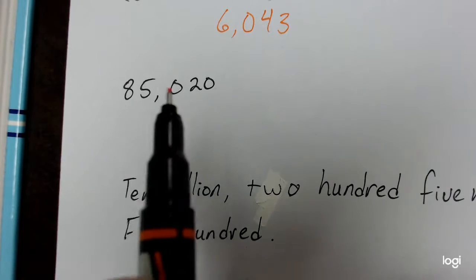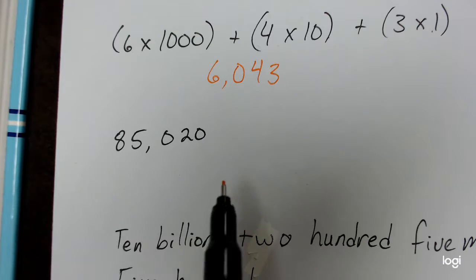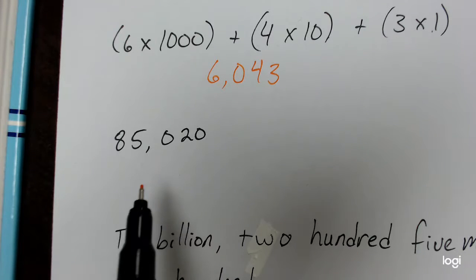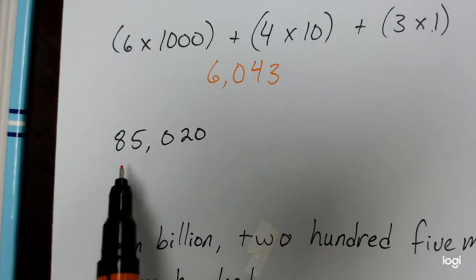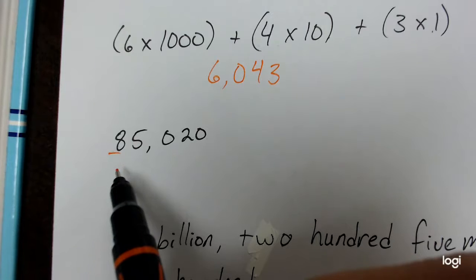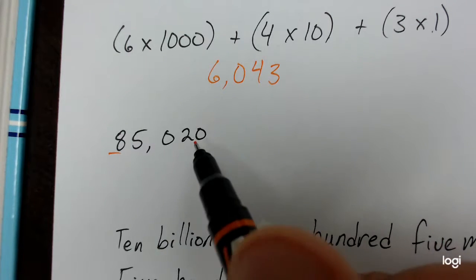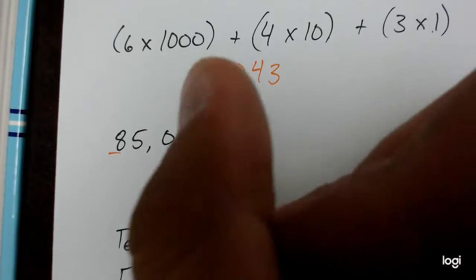And then lastly, for this expanded notation section, before we go on to reading and writing numbers, we have the number 85,020, and I need to write this into expanded notation. So I'm going to start from the left, and I'm going to look at the 8. So the 8 has a place value of what? Well, let's see here: ones, tens, hundreds, thousands, 10,000s. So 8 has a place value of 10,000.